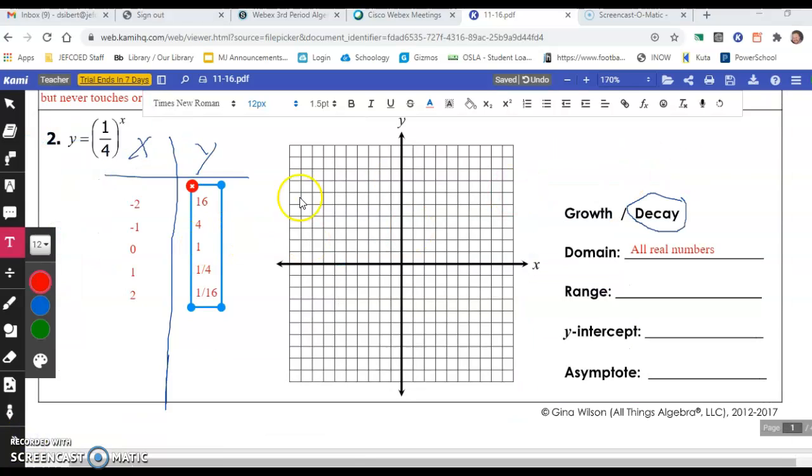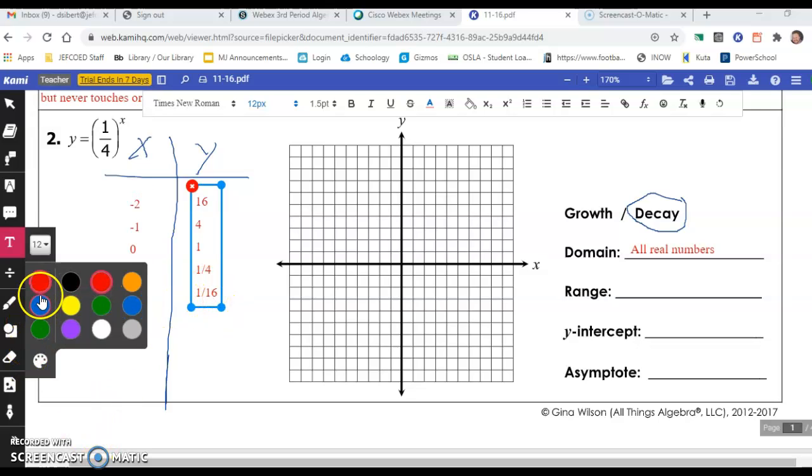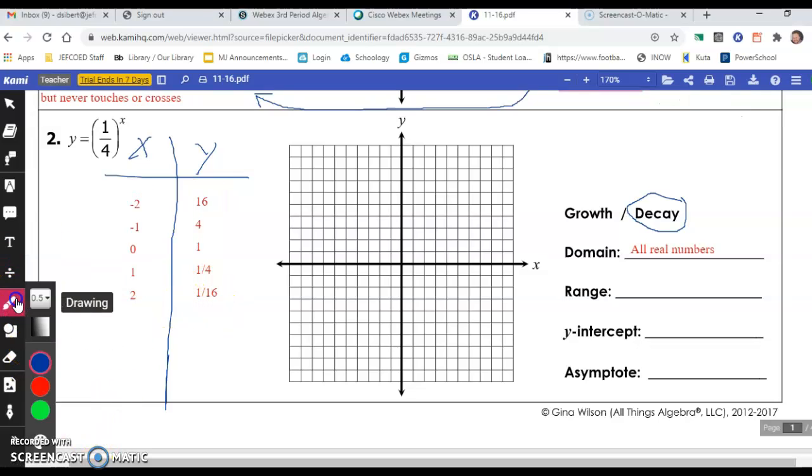All right, so here on number 2, guys, we determined that it was a decay based off of my base being less than 1. 1/4 is less than 1. My domain, we know, is all real numbers. We're going to use for x -2, -1, 0, 1, and 2. Once we substituted those in, we got 16, 4, 1, 1/4, and 1/16. Okay, now we're simply just going to graph them. Now the first one we're not going to be able to graph. It will not be able to fit. However, we will start with -1 and go to 4.